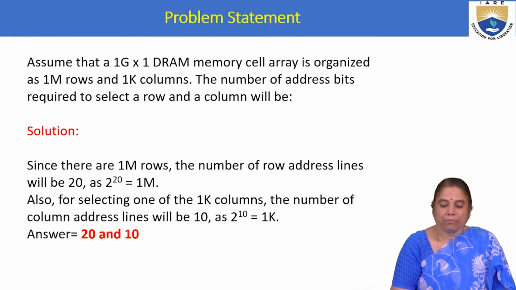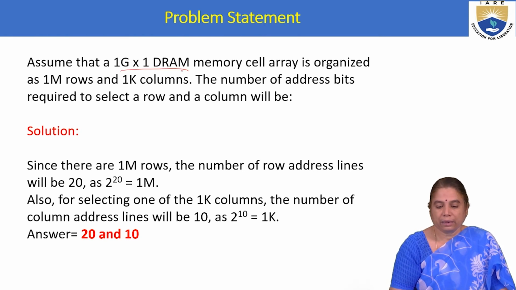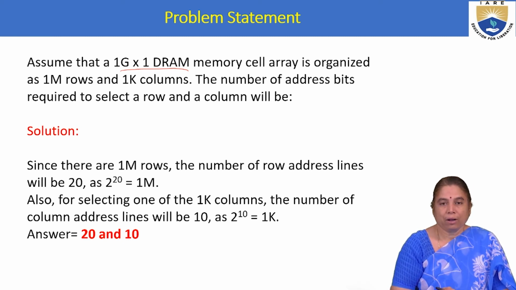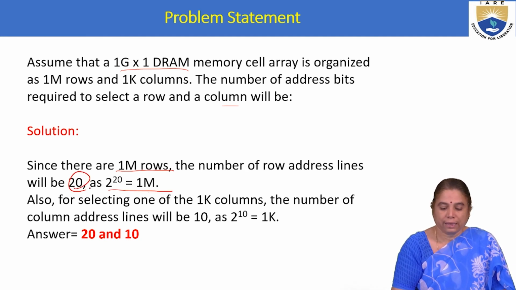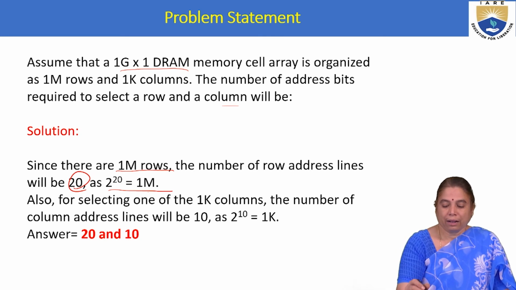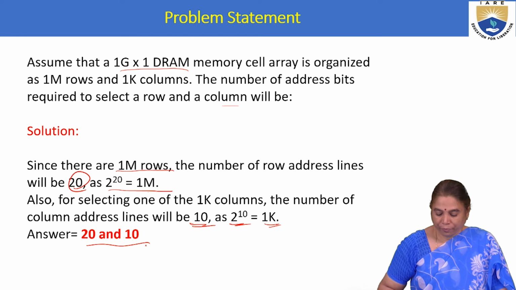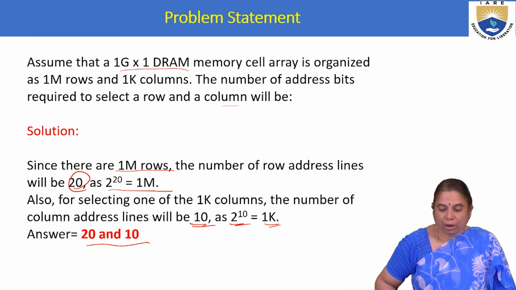Next, assume that a 1G by 1 dynamic RAM memory cell array is organized as 1M rows and 1K columns. The number of address bits required to select a row and column will be as follows. This is 1M rows, so the number of row address lines is 20, since 2 power 20 is equal to 1M. Also, for selecting 1K columns, the number of column address lines is 10, since 2 power 10 is 1K. So the total is 20 plus 10, the row and column address lines.